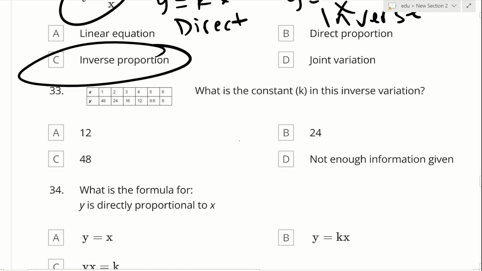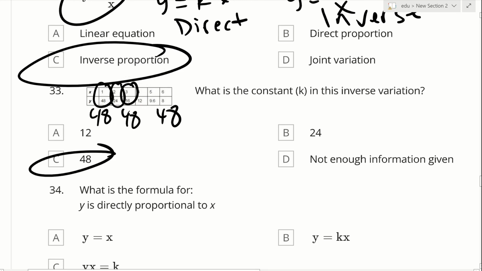What is the constant in this inverse variation? So what you have to do is multiply the x and the y by each other, right? So 1 times 48 is 48, 2 times 24 is 48, 3 times 16 is 48, so my answer is 48.